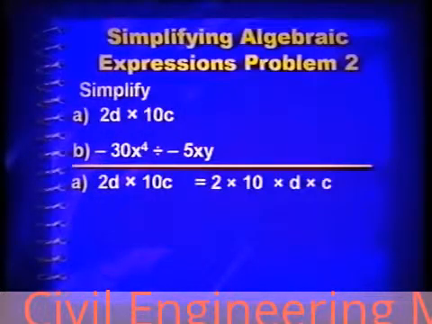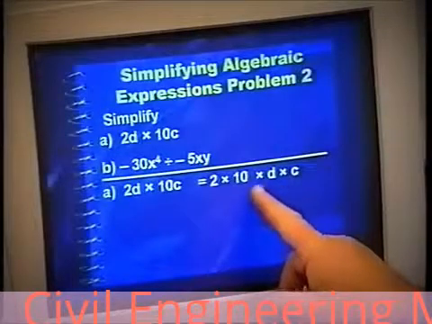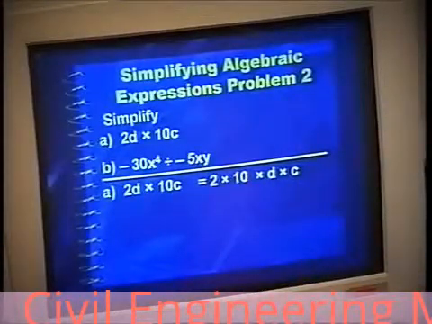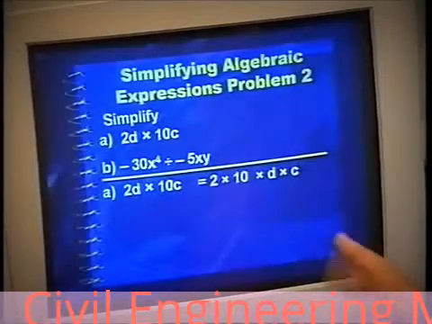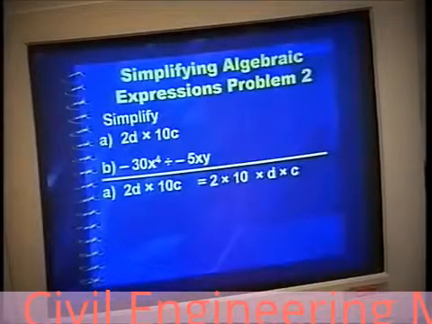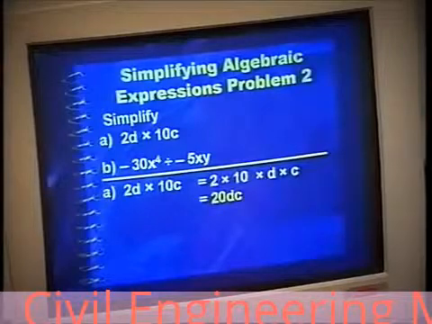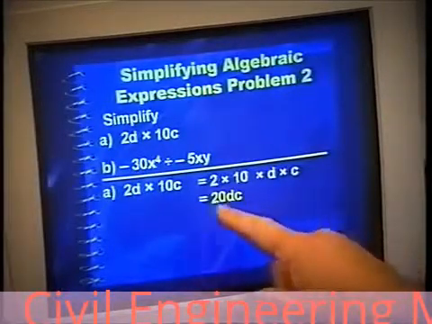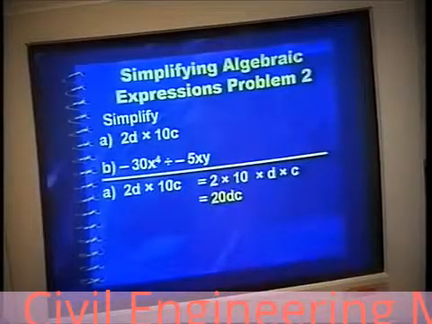Well, I can split up the 2d as 2 times d and interchange the d with the 10, because I can always say 3 times 5 is 5 times 3. So multiplication can always be interchanged. Then the answer becomes 20dc. See, I've got a new literal coefficient there out of d multiplied by c.